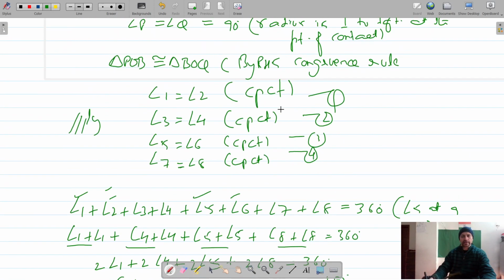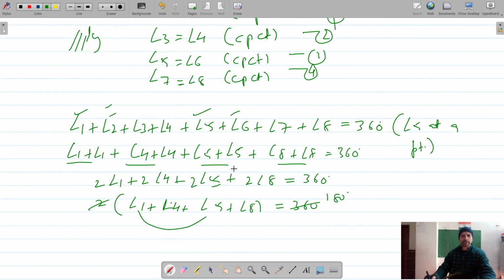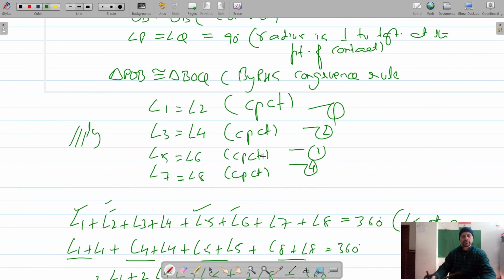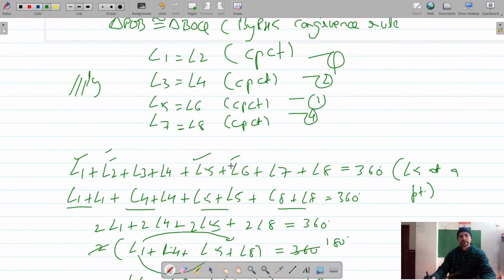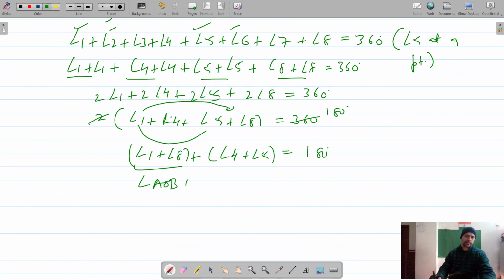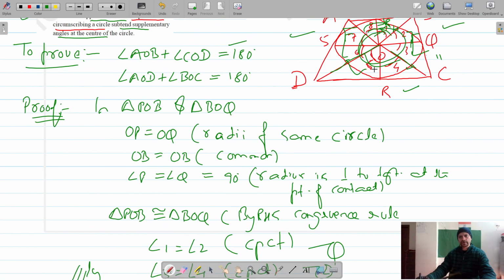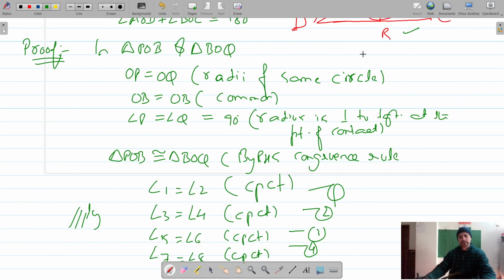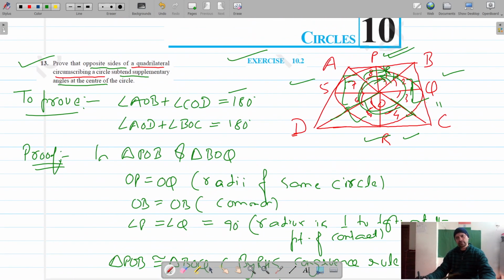Now angle 1 and 8 can be clubbed. So angle 1 plus 8 and angle 4 plus angle 5 are equal to 180 degrees, and angle 1 plus angle 8 makes AOB. So it's angle AOB plus 4 and 5, and 4 and 5 gives us angle COD. So angle AOB plus angle COD is 180 degrees. So these are the angles subtended by the opposite sides AB and CD.